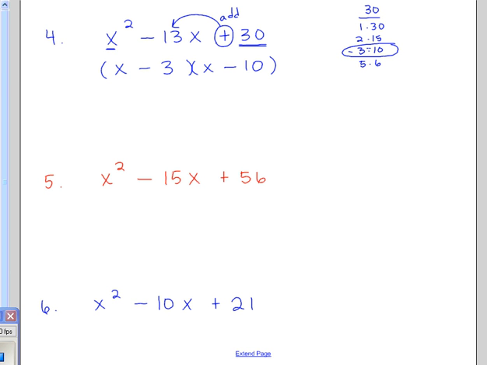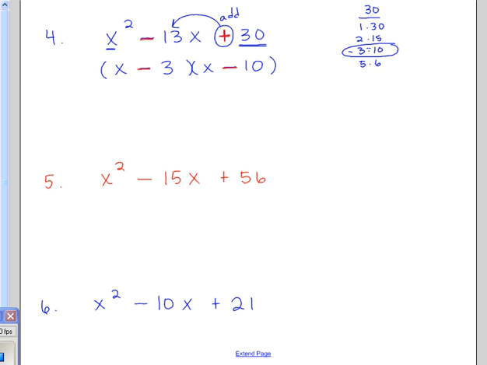Okay, so again, if the last sign in your polynomial is positive, which it is, the signs in your answer will be the same. But they will be the same as whatever sign is in the middle. So as you're looking and you say, what's going to multiply to be 30 and add to be negative 13? Those signs have to be the same if you're going to be adding the numbers.